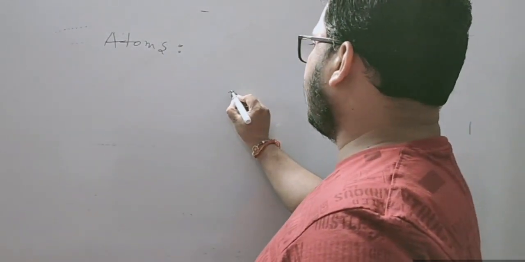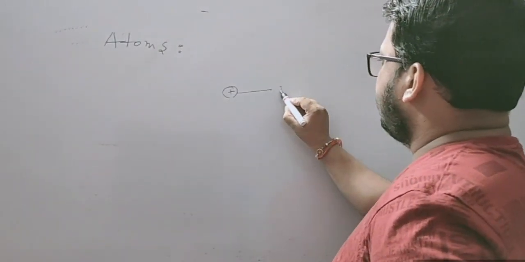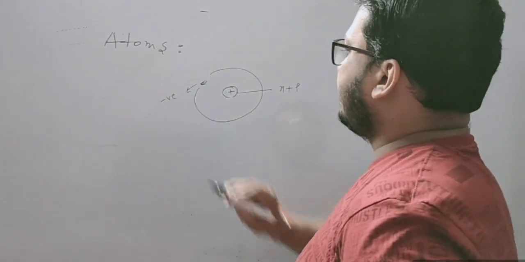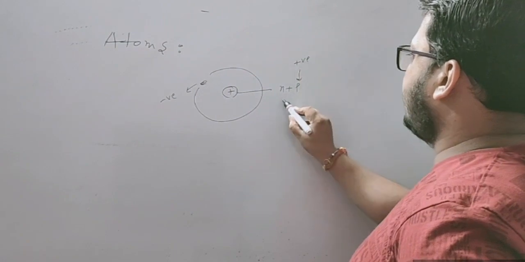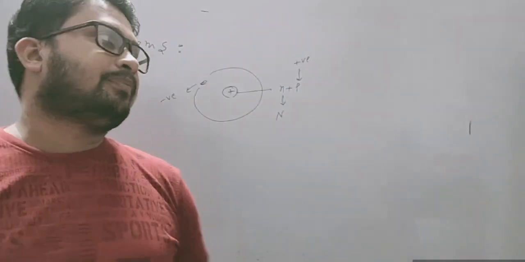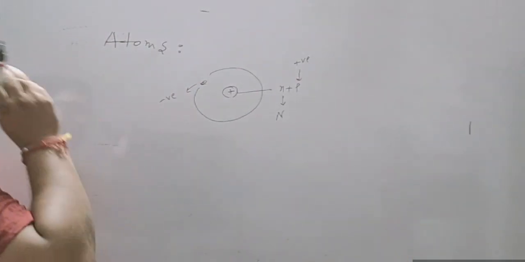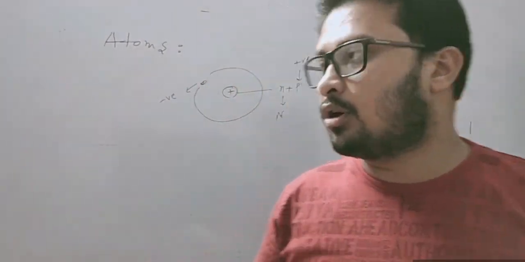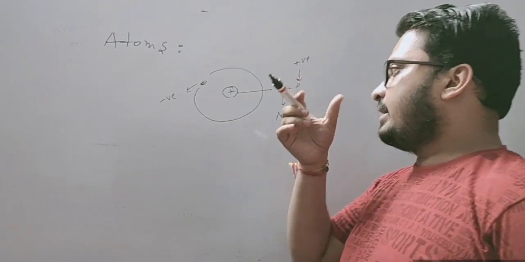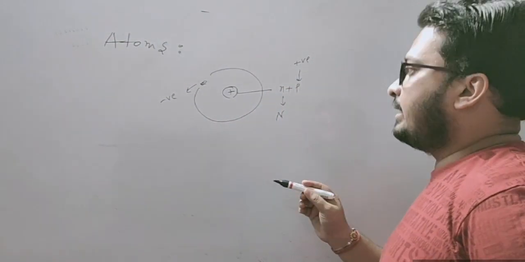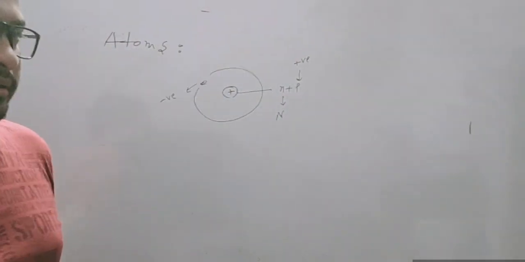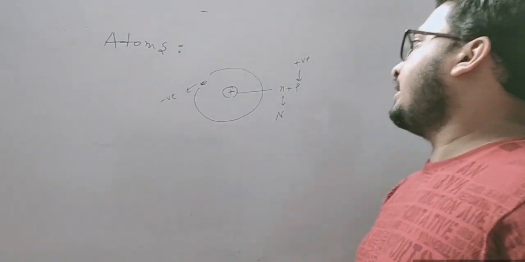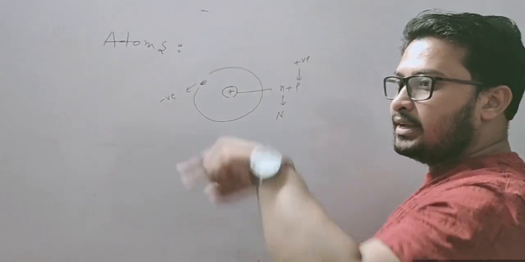Atom means this is the nucleus. The nucleus contains neutrons and protons, and electrons revolve around the nucleus. Electrons carry a negative charge, protons a positive charge, and neutrons are neutral. Together, protons and neutrons are called the nucleus. It was proved by Rutherford that the nucleus occupies only a small portion of the atom.